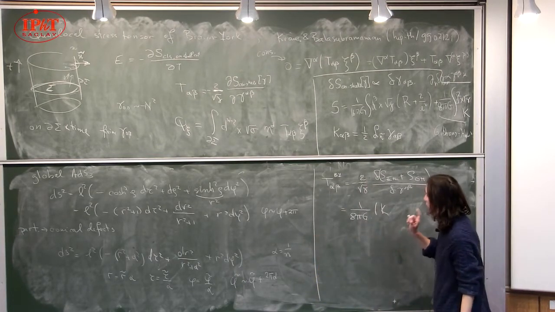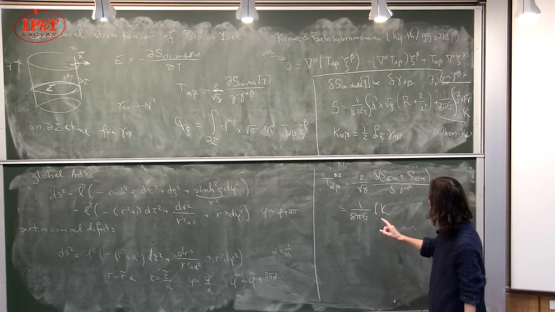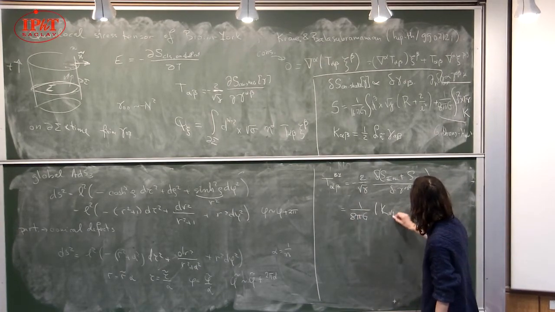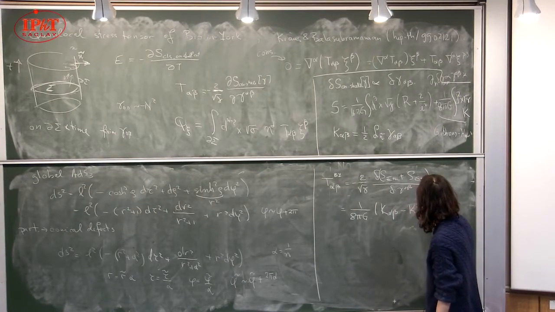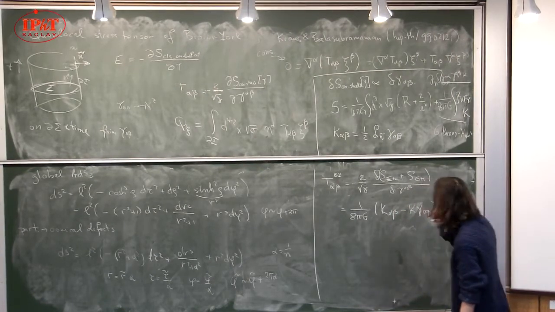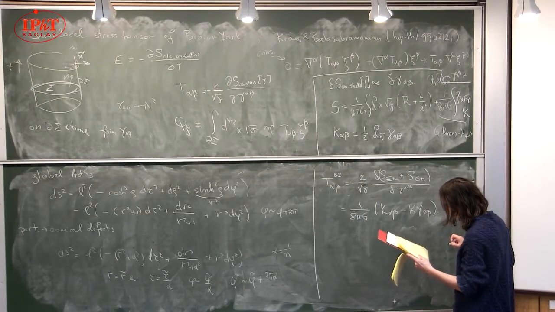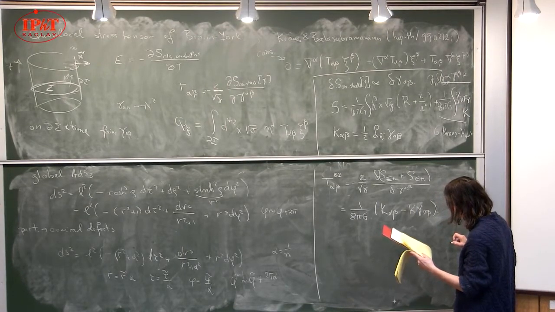Okay, I haven't checked my factors. So you should check whether there's an 8 and whether there's a minus sign or something like that. K alpha beta minus K gamma alpha beta times, is there a square root of gamma? No, I guess there's no square root of gamma because I divided by it.